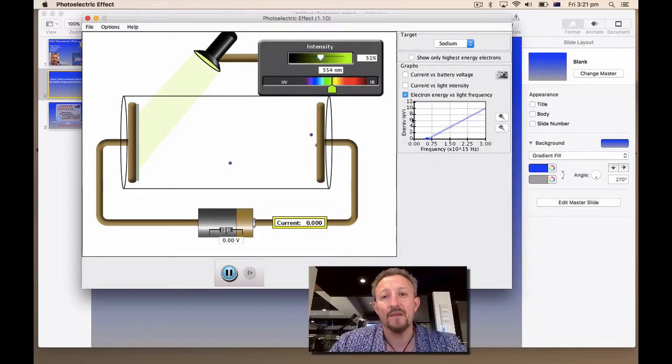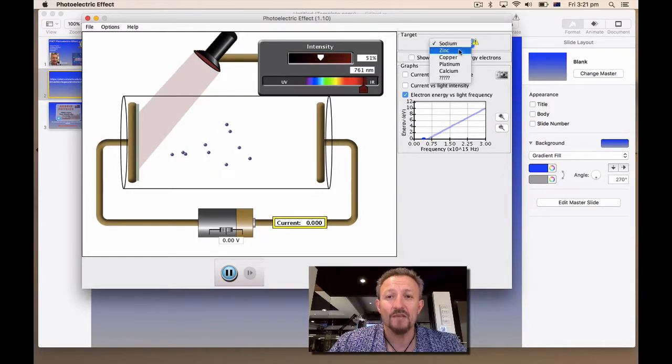Now we can do the same thing with different elements. So remember, round about 554, no, it's probably a wee bit more. Let's just whack that up and get another check. There we go, around about 535. 535 at 51% is what we were getting for sodium. So 535, remember that one.